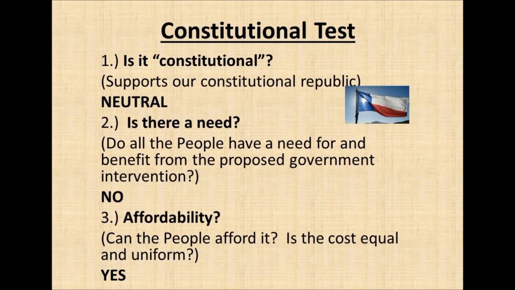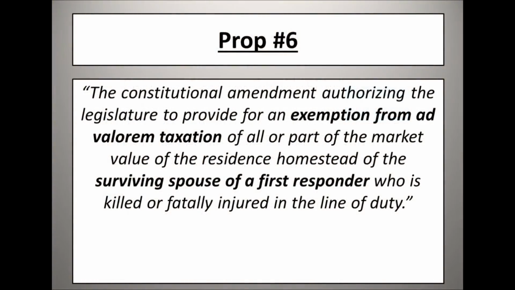So that's Prop 5. Let's move on to Prop 6. The constitutional amendment authorizing the legislature to provide for an exemption from ad valorem taxation of all or part of the market value of the residence homestead of the surviving spouse of a first responder who is killed or fatally injured in the line of duty. Now, fatally injured, they have that in there because that means that the responder could die later as a result of actions taken while performing official on-the-job duties.